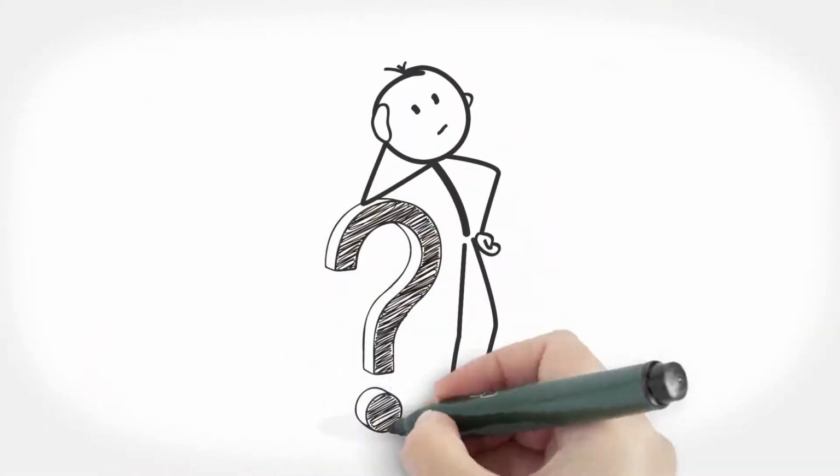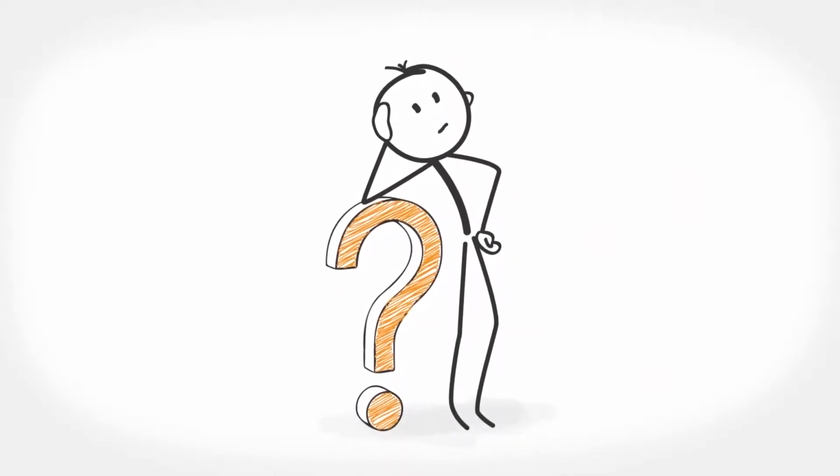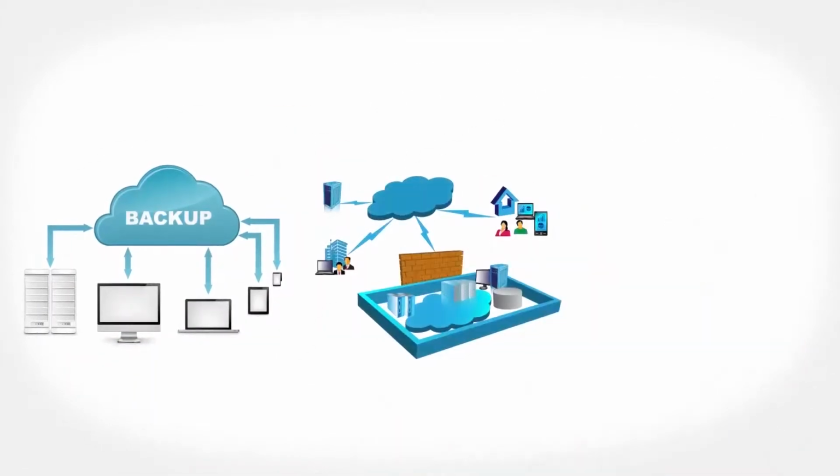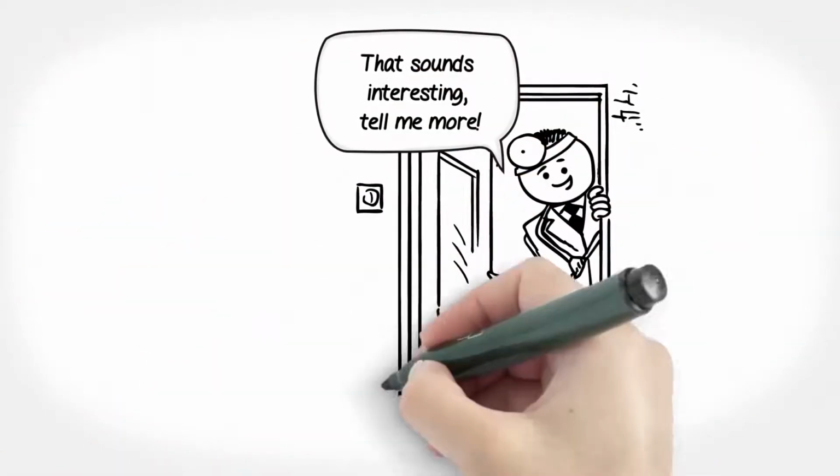Well, there are several key items that you should have in place. I like to call it a layered approach. Let's start with 3 of the most important items that you should have within your network: a backup, a firewall, and an antivirus. That sounds interesting. Tell me more.